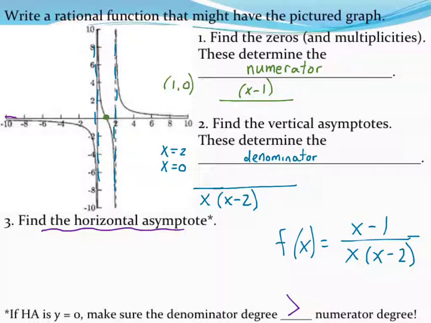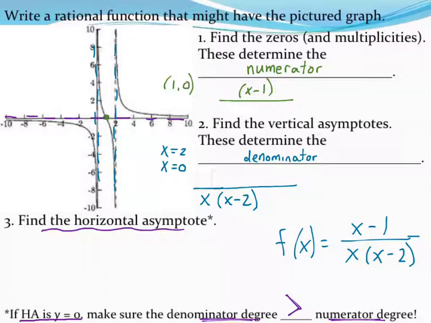I can see that this has one horizontal asymptote at the line y equals 0. And so I made a little note down at the bottom that according to the chart we looked at the other day, if our horizontal asymptote is y equals 0, we have to make sure that the degree of our denominator is greater than the degree of our numerator. Okay, so let's take a look at what we wrote and see if we need to fine-tune anything or if we're okay the way it is.